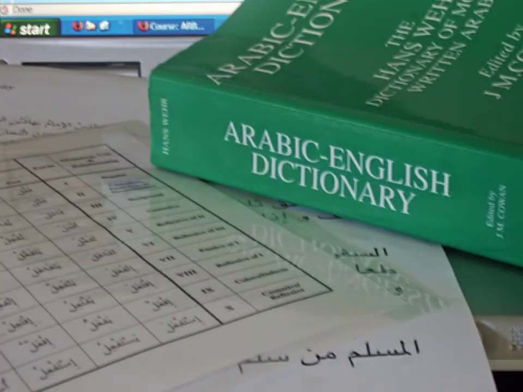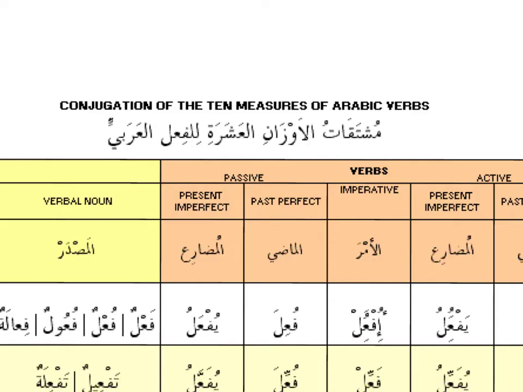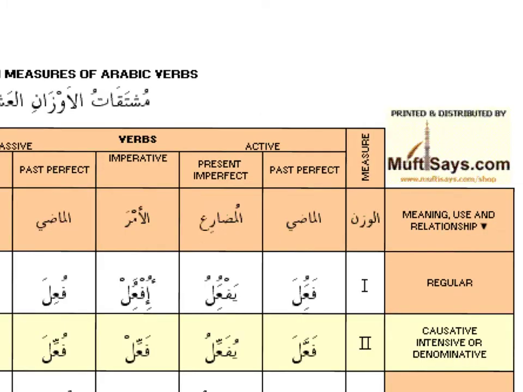Roots, verb forms, and Arabic reference works. So we said before that the European tradition of Arabic grammar refers to Arabic verb forms by their numbers. This chart is a great example of that. Here it says conjugation of the 10 measures of Arabic verbs. And by measure, they mean verb form or الوزن, as you see here in Arabic.